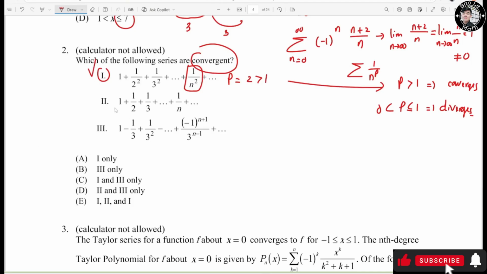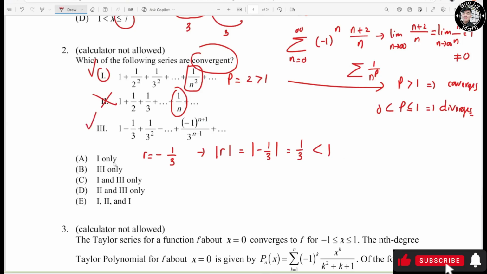So number 1 is correct. Now number 2, look at the general term right here. This guy is actually the harmonic series. For the harmonic series, the series diverges because P equals 1 right here. So this one is wrong. Now number 3, this guy is actually a geometric series. Look at the first term and the second term right here, and the second term and the third term right here. You see that the common ratio is negative 1/3. You take the absolute value of the common ratio, which is the absolute value of negative 1/3, and that's 1/3, which is less than 1. The series converges.